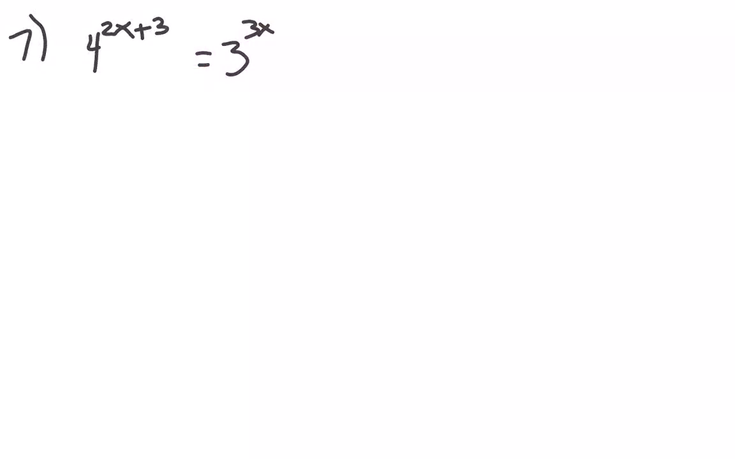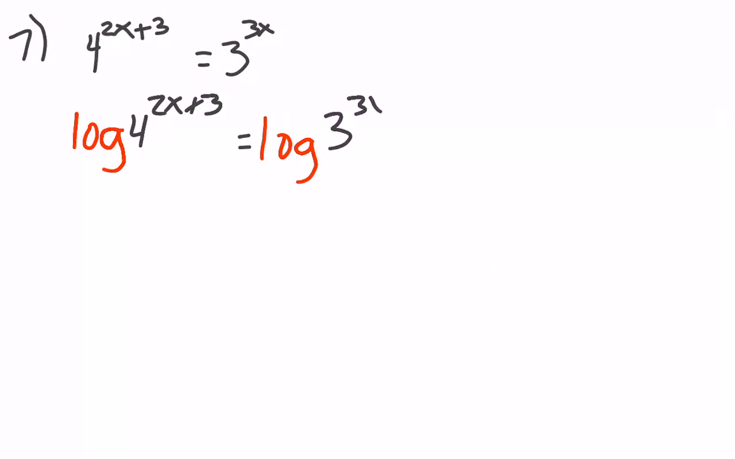All right, so what trips us up with number 7? Number 7, we start doing some crazy stuff where I have 2 bases with exponents on both sides of my equation. So our first step is going to be the same. We're going to take the log of both sides. So log of 4 to the 2x plus 3 equals log of 3 to the 3x.